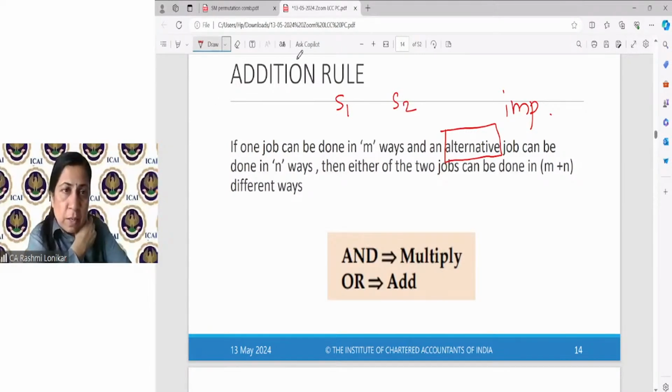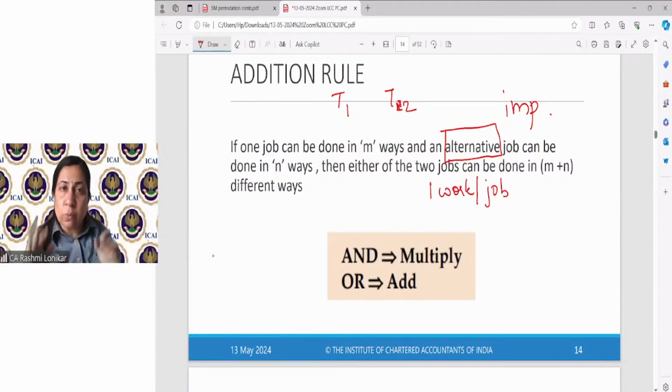I am taking the alphabets separately. This is T1 and T2. Means what? There is one work, one job, and to do that job I use either T1 or T2. So only for that one job I have both options. I can do it either with T1 or T2, but the work is one.